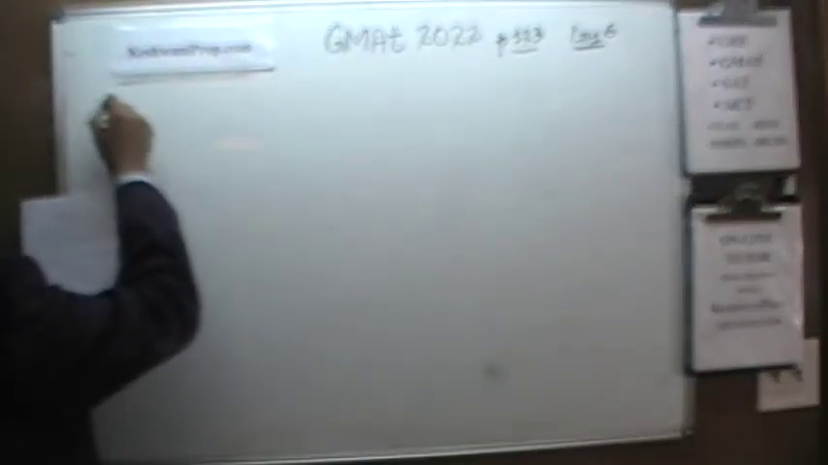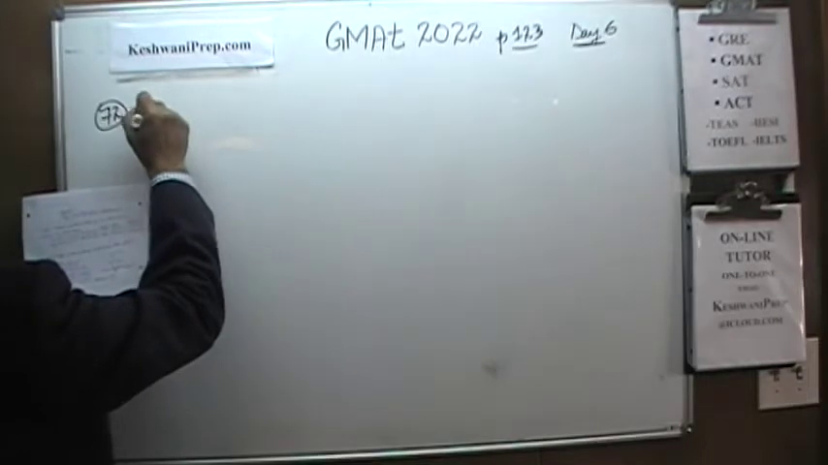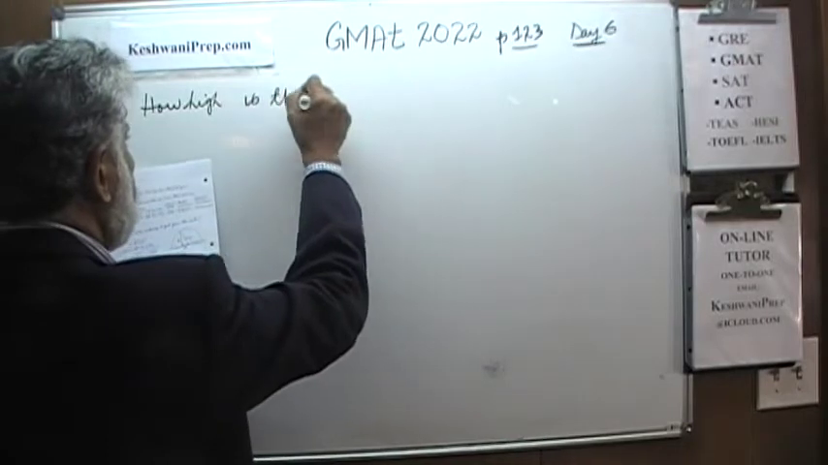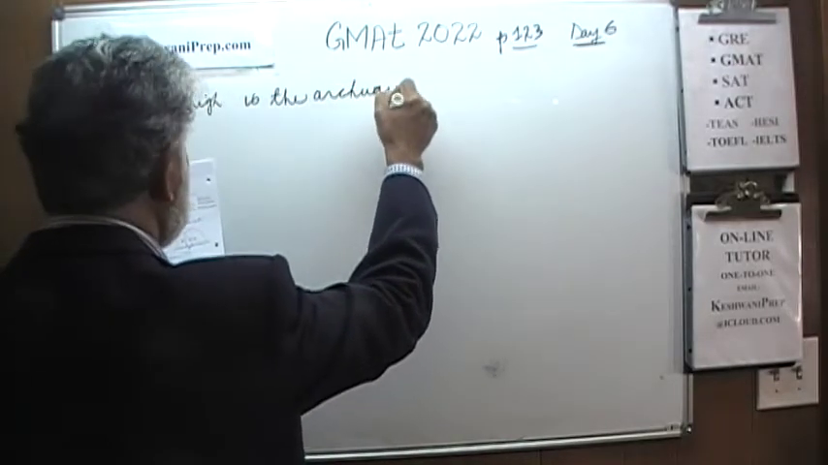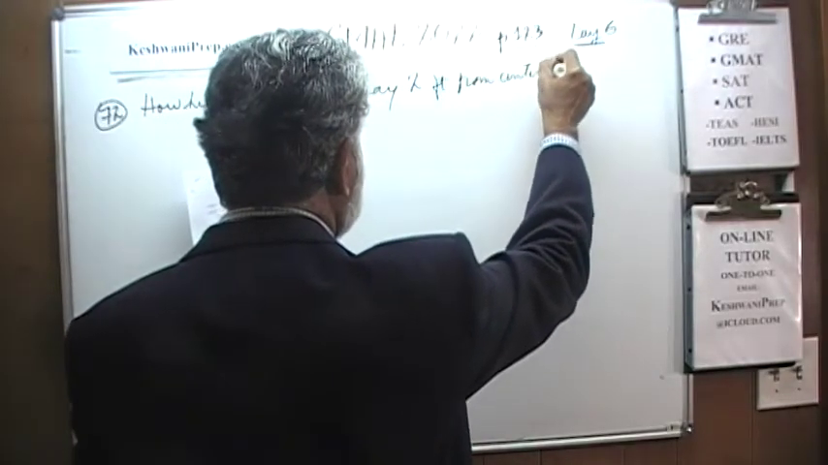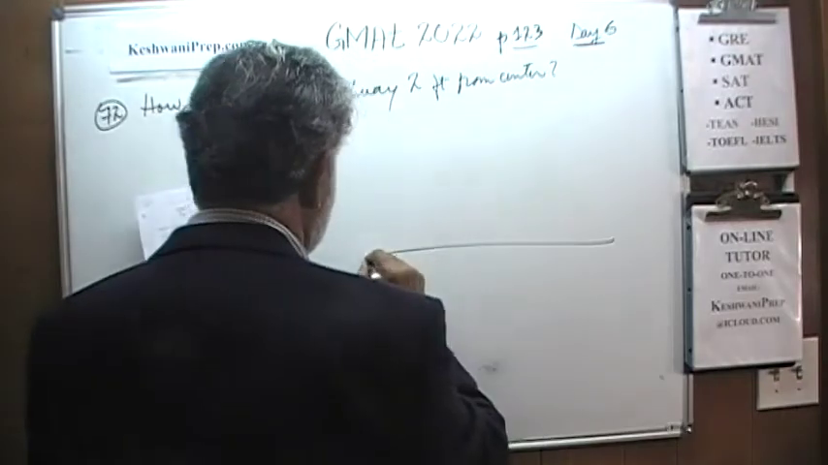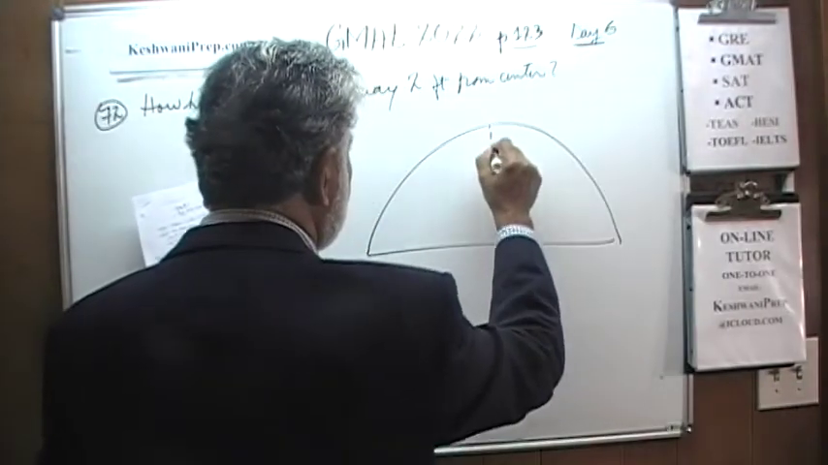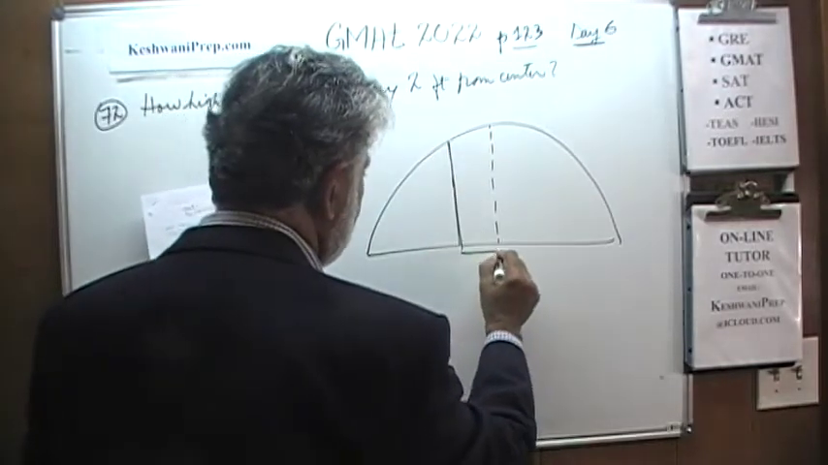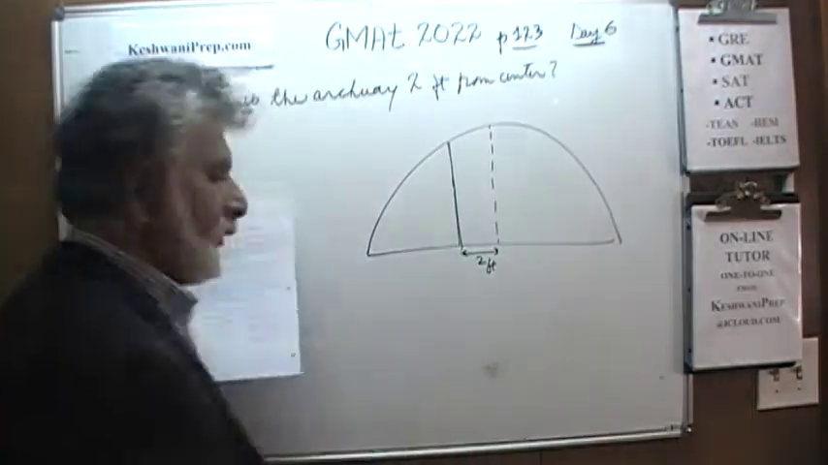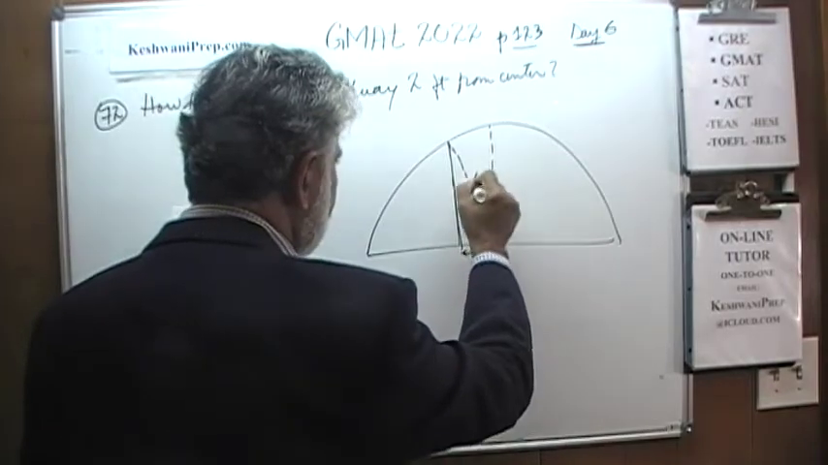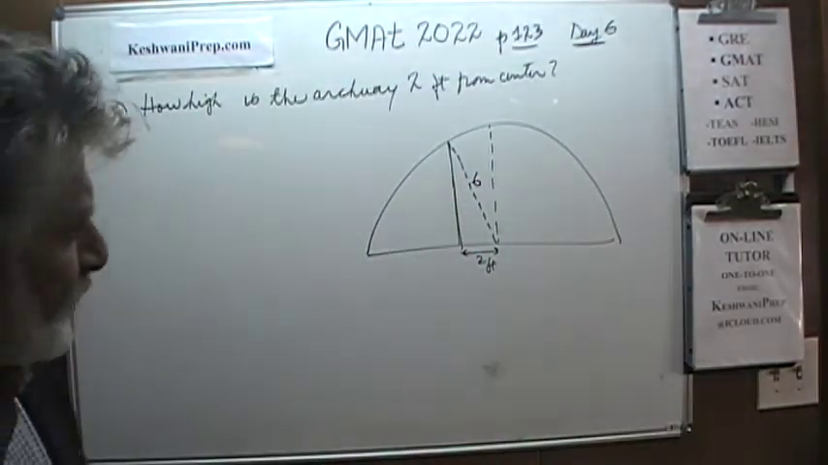In number 72, we're being asked how high is the archway 2 feet from center. And this is what it looks like. There is the archway. This is the center. We are 2 feet away from it. This is 2 feet. We are also told that this radius right here, this is given to us, this radius is 6. The question is, how high is the archway at that point?